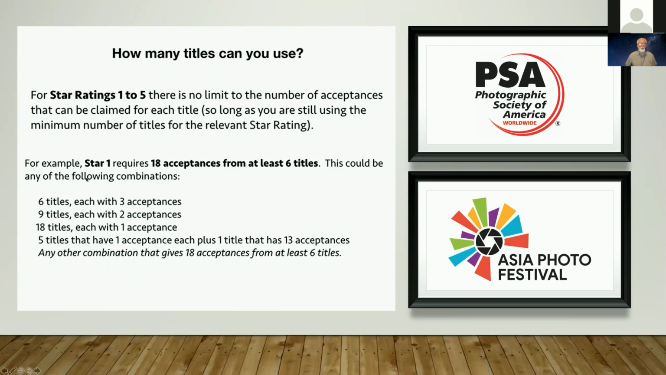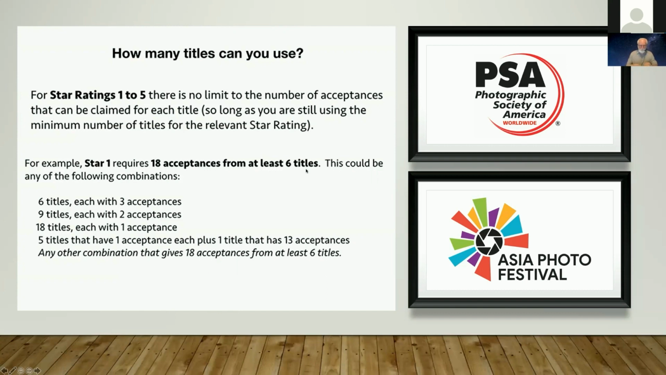And this is just the examples here, and that's just repeating the information that I told you before. And keep in mind that for a simple example like star 1, which needs 18 acceptances from at least 6 titles, there are several different ways you could get that. The usual way is people will have 6 different titles, 3 acceptances each. But you could have 9 titles with only 2 acceptances each, or even an extreme case of 18 different titles with just 1 acceptance each. All of those things would be okay for star 1, because the important thing is a total of 18 acceptances from at least 6 titles.